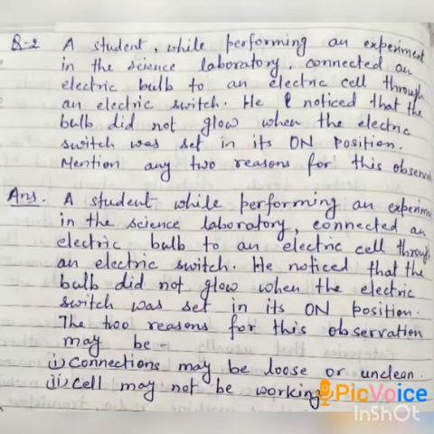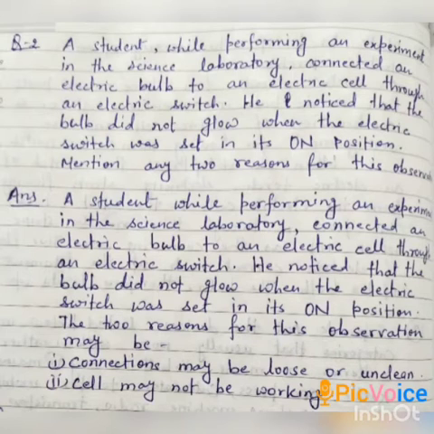Now, in question number 2, a student, while performing an experiment in the science laboratory, connected an electric bulb to an electric cell through an electric switch. He noticed that the bulb did not glow when the electric switch was set in its on position. Now, you have to write any two reasons for this observation.